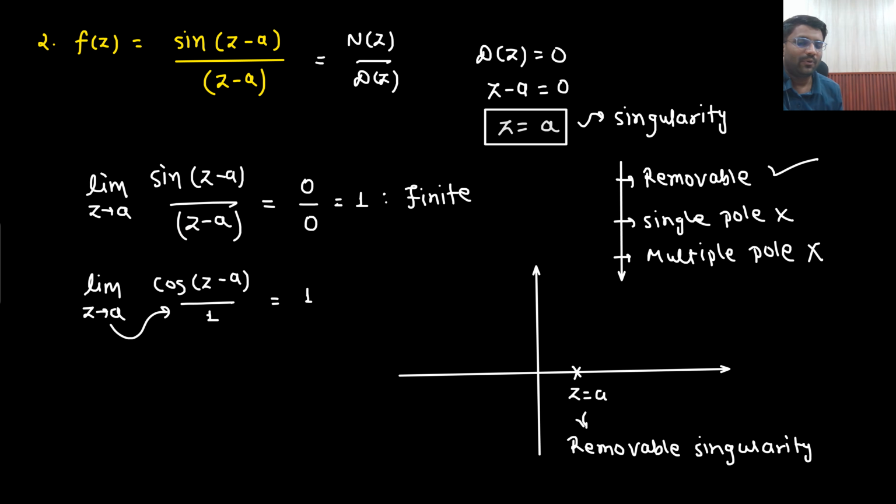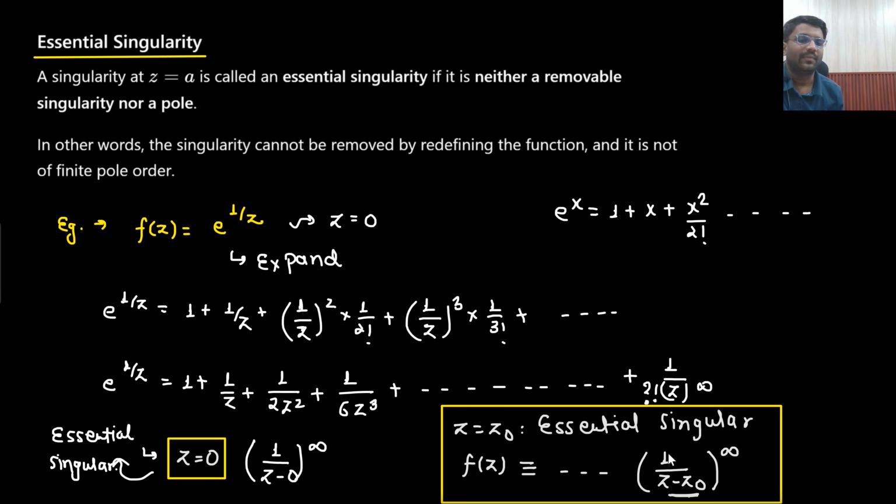If it is a simple pole, or a multiple pole, or removable, then you will not have to do the expansion. You will be able to find them very easily. But if you are doing the expansion, that means you are talking about essential singularity only. Is that clear to you or not? Completely clear. Take this example.